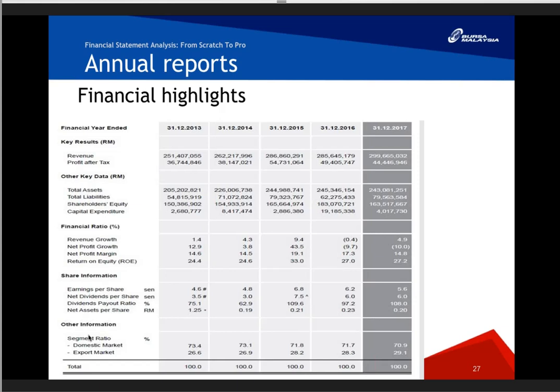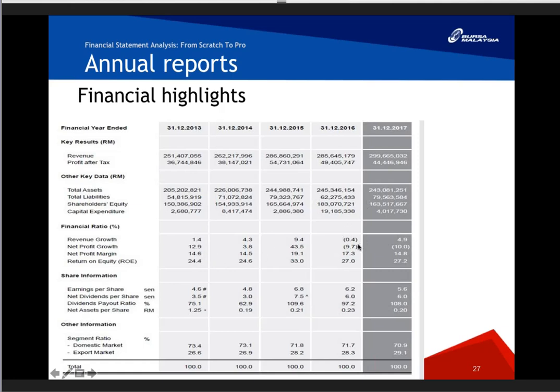Then they also have financial highlights, and they list down all the important key ratios. Over here, I would think the most important is the growth rate, because you want to know whether this company is growing. So you have the revenue growth rate, and this is for the past 5 years.